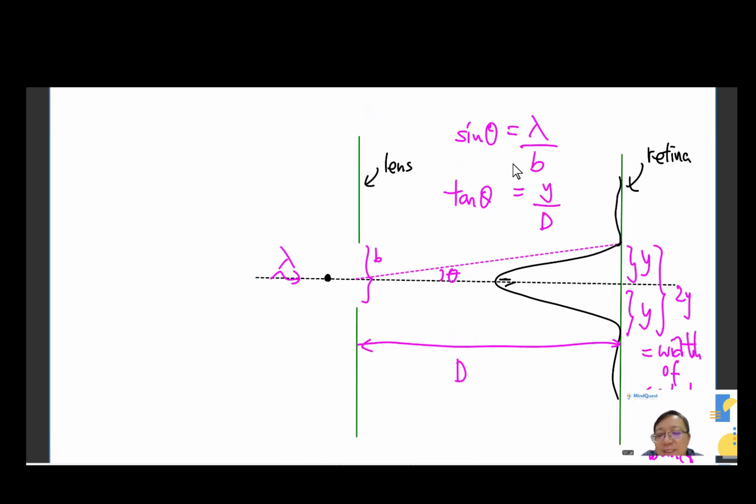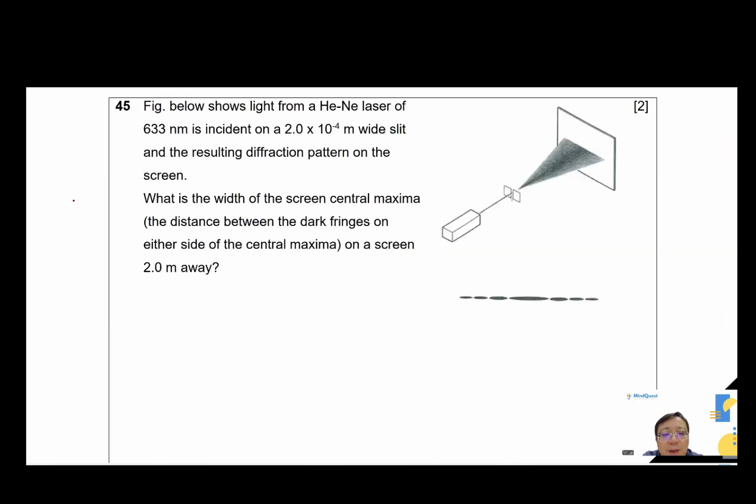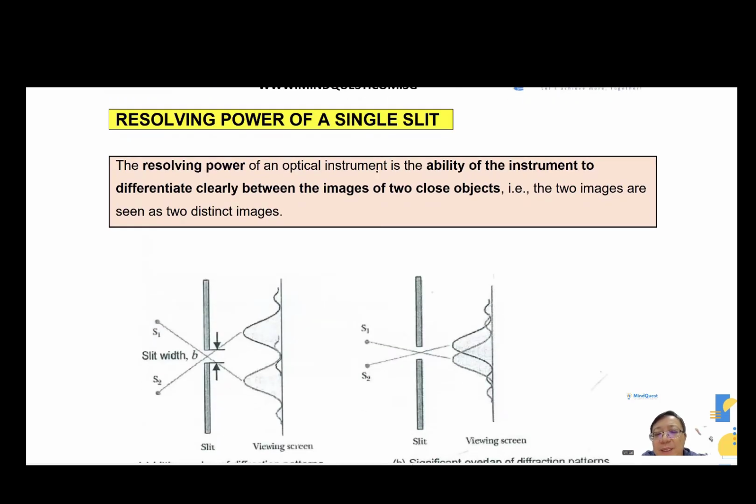Now, after you understand this basic idea and this construction, usually they will ask you to find this width. Then what next? They will ask you about resolving power. In terms of resolving power, you need to look back at this thing. You need to look at the resolving power of a single slit. So what is resolving power? Resolving power is the ability of an instrument to differentiate clearly between the images of two close objects.